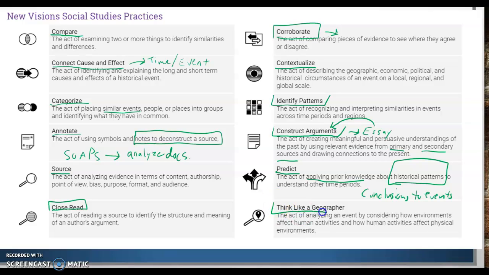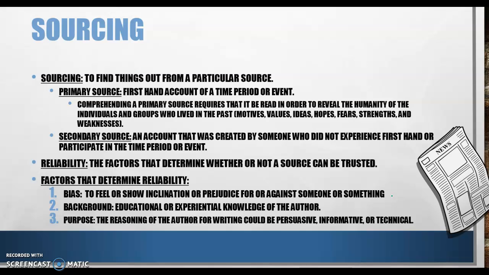And then, don't forget, this course is called Global History and Geography. How does the environment impact what we're talking about? Water source, proximity to oceans and other resources, mountains, how does that affect the physical environment? How does that affect human and human activity? So, sourcing, again, is to find out things and where they come from.